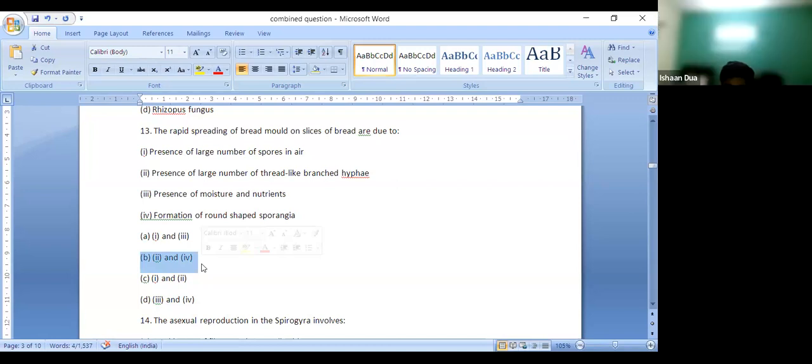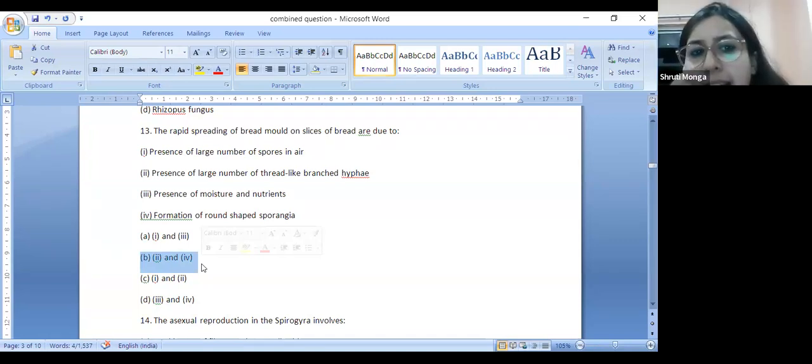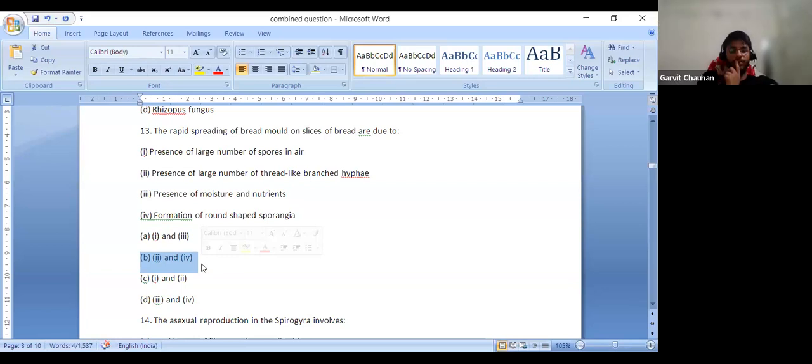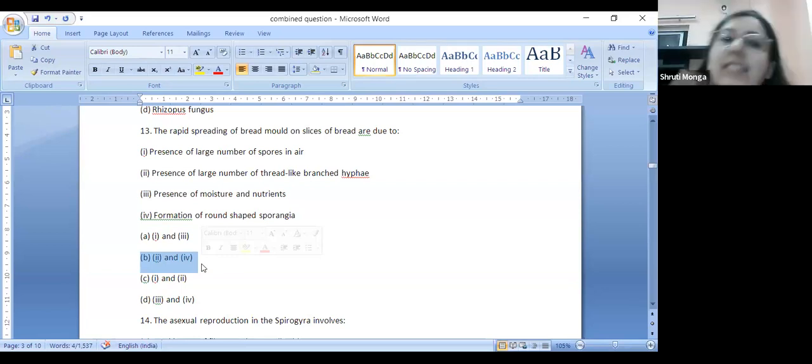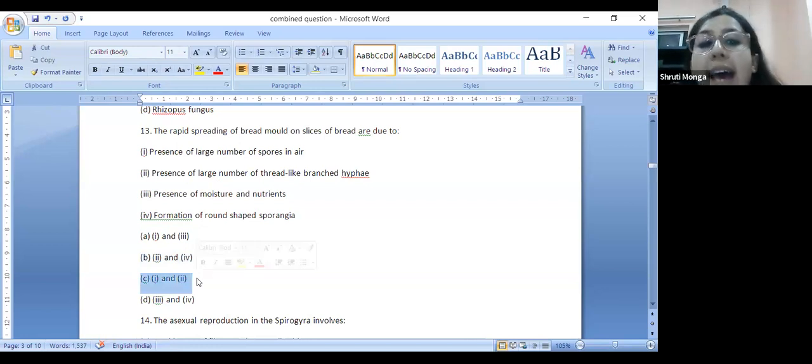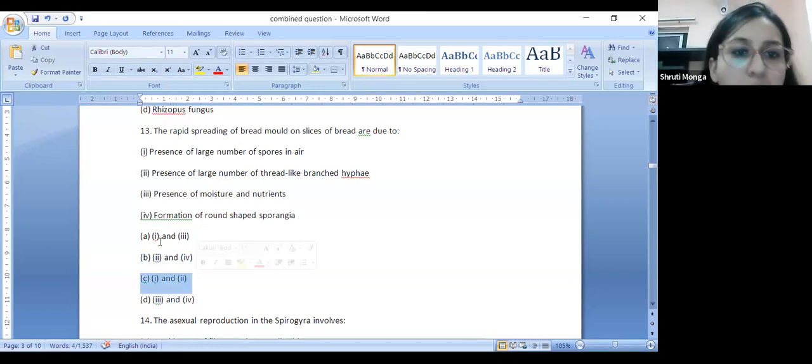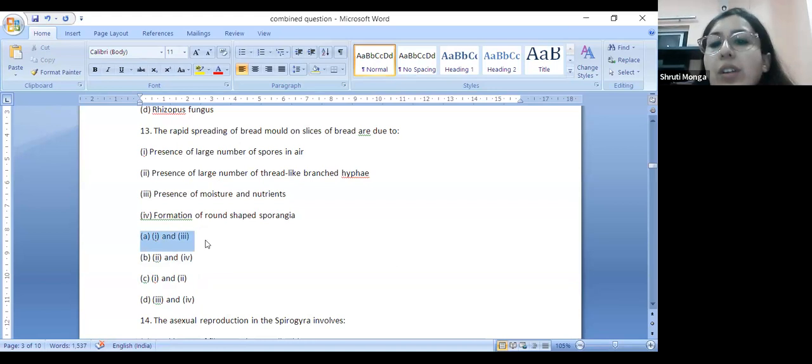Ma'am, I think in between B and D. Moisture is also there for formation of yeast, I guess. Right. Yes. So the correct answer is, let me tell you, 1 and 3. So the correct option would be option A, 1 and 3.